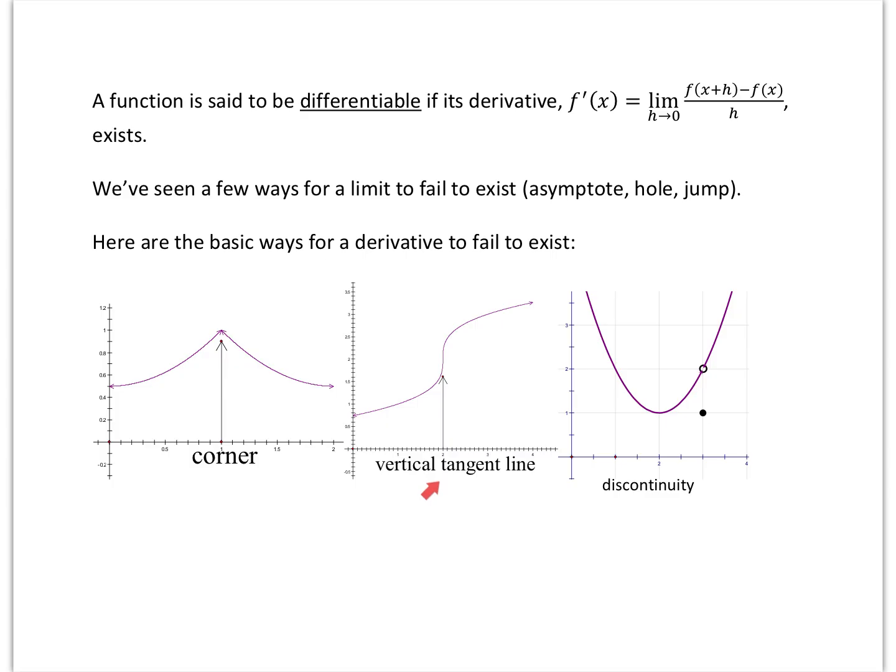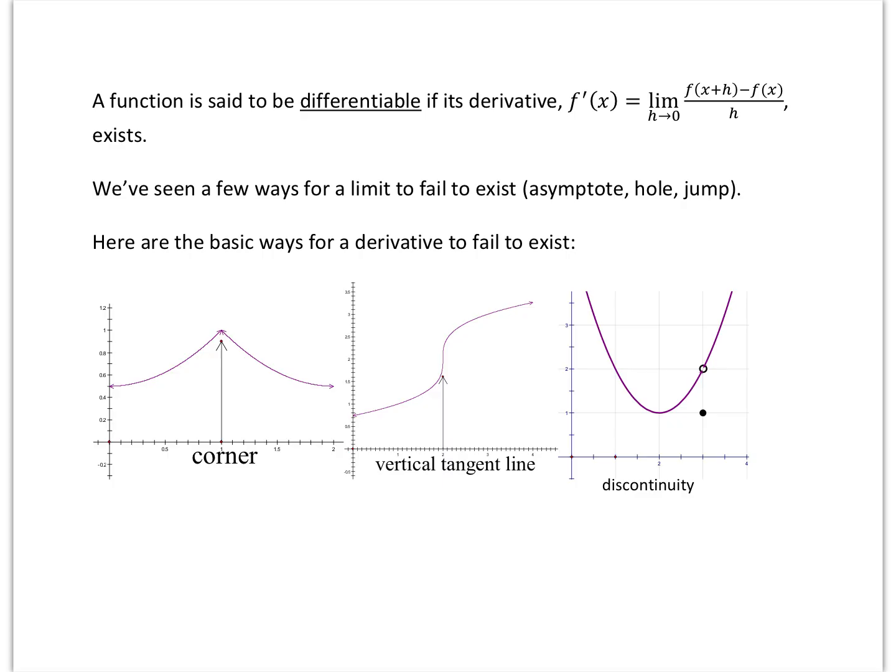Now, a vertical tangent line is also a place where the derivative does not exist because the slope of a vertical line is undefined. Okay, so when you have a tangent line that's vertical, we say the derivative does not exist because the slope of the tangent line is an undefined quantity.